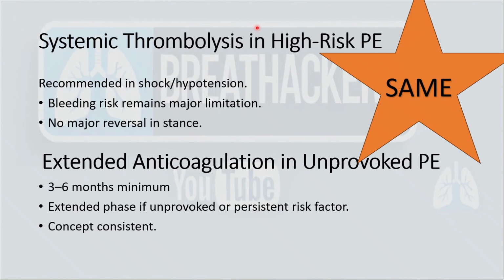Then systemic thrombolysis in high risk PE remains the same. We have already discussed it. It is recommended if the patient is in shock or hypotension, and bleeding risk is still the major limitation, with no major reversal agent. Extended anticoagulation in unprovoked PE remains the same. 3 to 6 months is the minimum. The extended phase has to be given if there is an unprovoked PE or persistent risk factor.